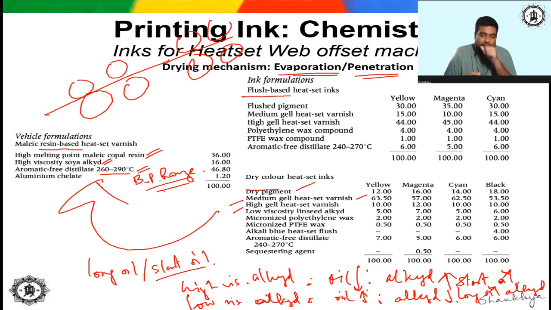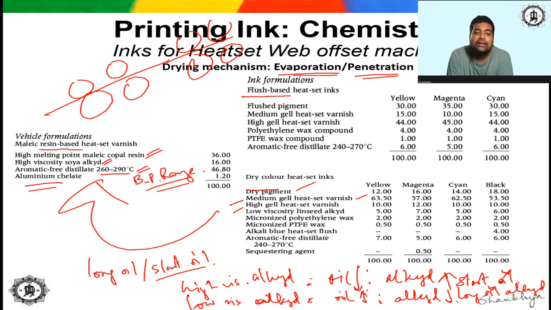But conversely, if you use an aromatic hydrocarbon over here whose boiling range is much lower than this particular distillate, then you do not need any heating rollers. Automatically it will evaporate out. That we don't want. These types of formulations we use normally for gravure printing, where even in the absence of heating rollers the solvent may evaporate, where you use aromatic hydrocarbons in the formulation for gravure. I will show that also. And ultimately you have this aluminium chelate.